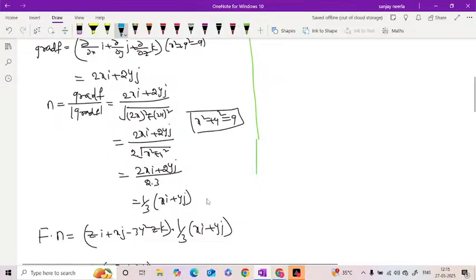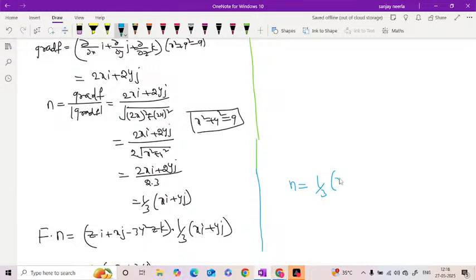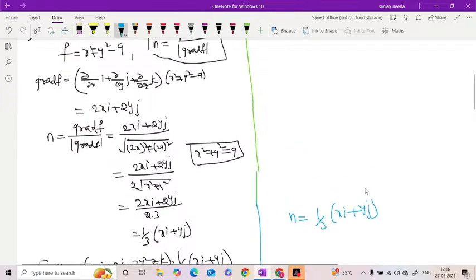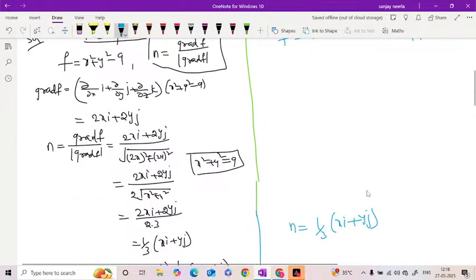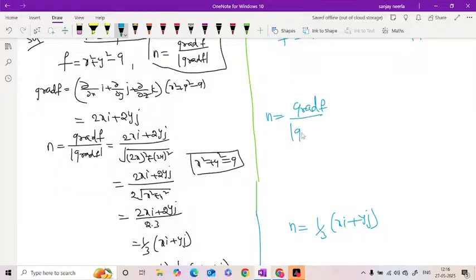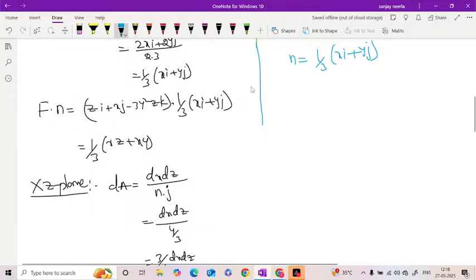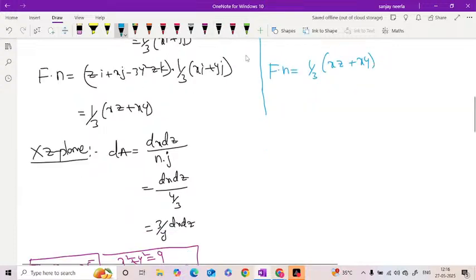So finally you will get the gradient of f. Suppose here n is equal to 1 by 3 of xi plus y is the first one. This is the same: n is equal to gradient of f by its norm. We'll get the same results. Next, f dot n will also be the same, 1 by 3 of xz plus xy. But here the result will change.